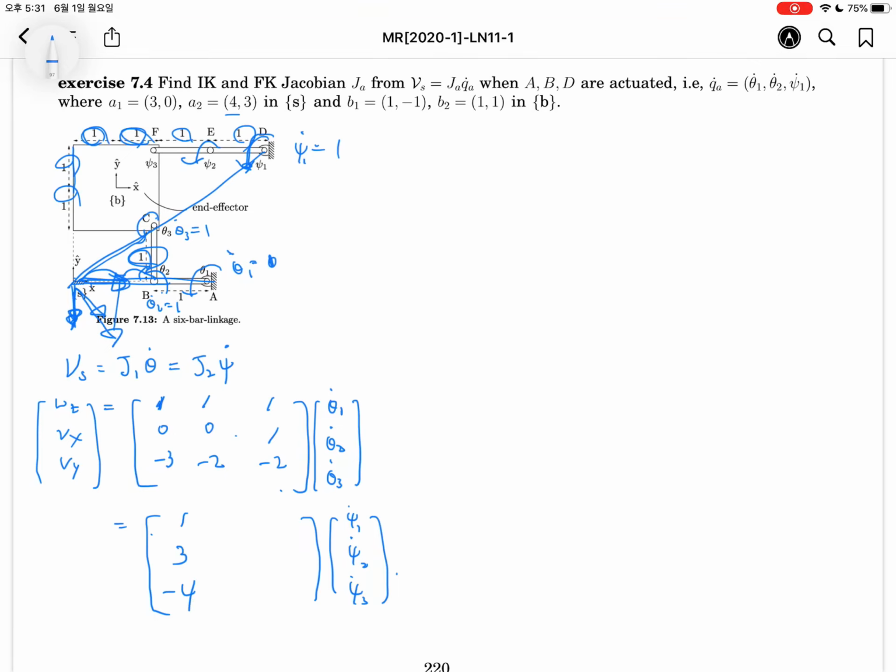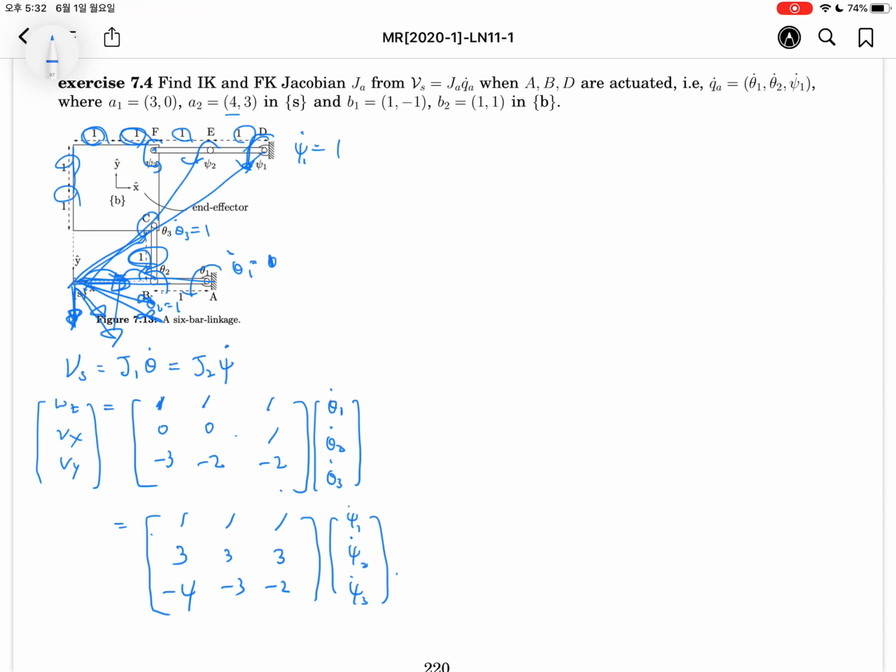The second column is related to this one. Okay, maybe this vector will make the linear movement here. 1 and 3, minus 3. Okay, here theta 3 dot will make the linear movement like this. 1 and x is the same, y is minus 2. Like this we can find out the Jacobian matrices J1 and J2, from the open chain concept.